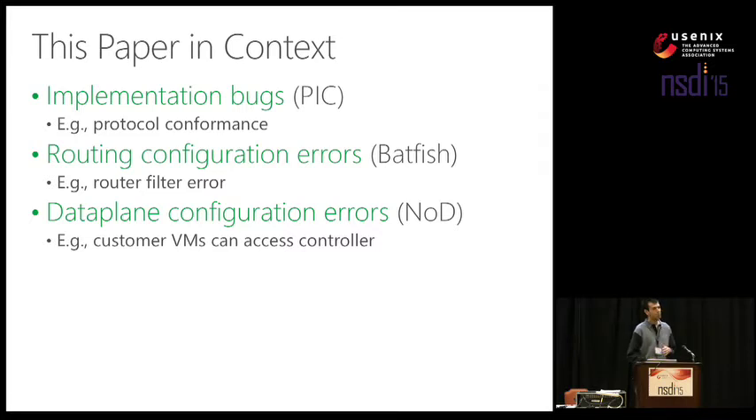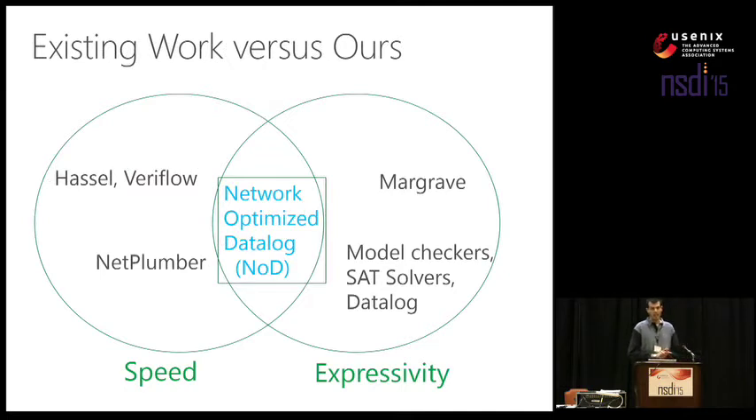So in comparison with other data plane verification tools, we see that there are these two sides of speed and expressivity. On the speed side, we have these really fast tools, such as ASL, Veriflow, NetPlumber, that are specific for data plane verification, and they're really fast. On the expressivity side, we have these traditional tools like model checkers and SAT solvers, which are more general, but they usually don't perform very well in this domain. And we position ourselves somewhere in between, and we call this the Network Optimized Datalog, or NOD for short.